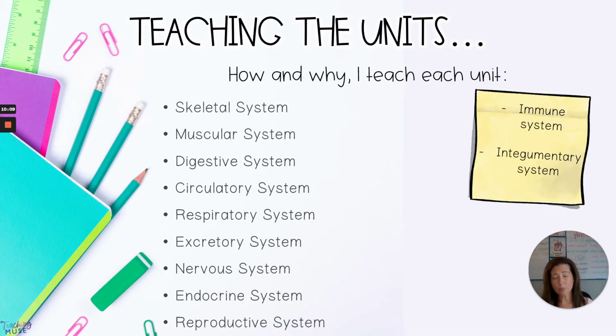And then last but not least is the reproductive system, which is usually towards the end of the year, thankfully. And that is one of the last body systems that we teach. Now, I have a little note over here about the immune system and the integumentary system. So the immune system and the integumentary system, which is the hair, skin, and nails, those are shorter units. I don't dive as deep into those as I do with the other ones.